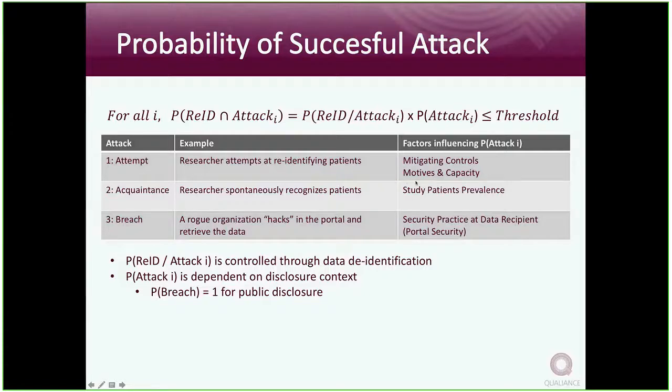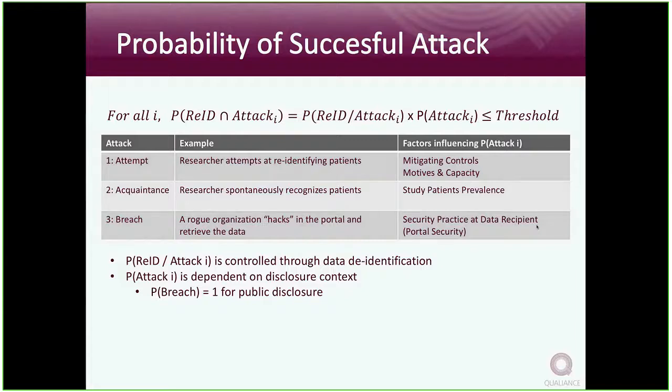The attempt is managed through mitigating controls and also an analysis of motives and capacity of the data recipients. The acquaintance is not managed, but it's actually computed from the study patients' prevalence. And finally, the breach is mainly managed by the security practice at the data recipient, but also, in the case of sharing through a portal, the security around the portal. If you send the data to a researcher and you don't send it through a portal, it's mainly the security practice at the data recipient that will drive this probability.